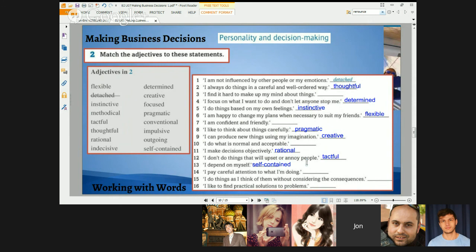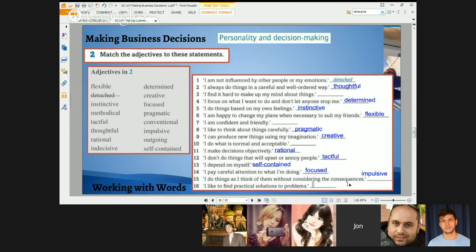And who's next? Sylvia, I think? I pay careful attention to what I'm doing, focused. That was 14, right? Focused, okay. I think that's a good fit, so I'll just keep it. And Daniel? I don't know what order we're going in. I think it's Daniel. I do things as I think of them without considering the consequence. Impulsive. Yeah, it's how I live my life. Very good. Let me move this over so you can see it better.